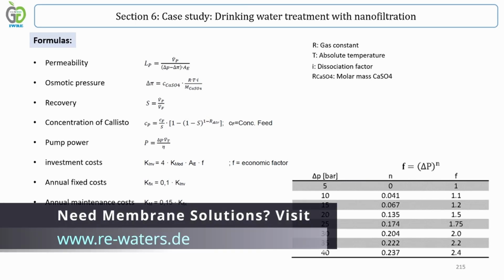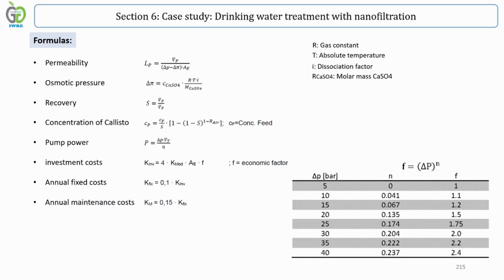In this slide, a list of formulas for this study is presented: permeability, osmotic pressure, recovery, concentration of Callisto, pump power, investment cost, annual fixed cost, and annual maintenance cost. Now let's look at the procedures and solutions.